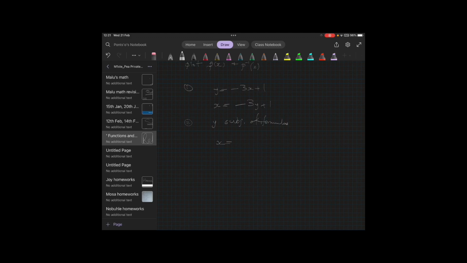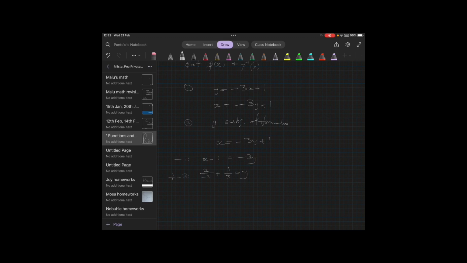Such that if x is minus 3y plus 1, we minus 1 on both sides, so that x minus 1 is negative 3y, and divide by negative 3 on both sides, so that x over negative 3 plus 1 over 3 equals y.